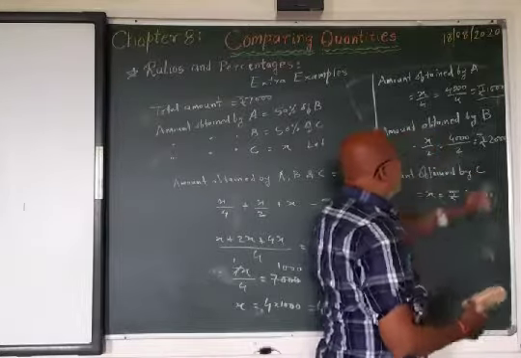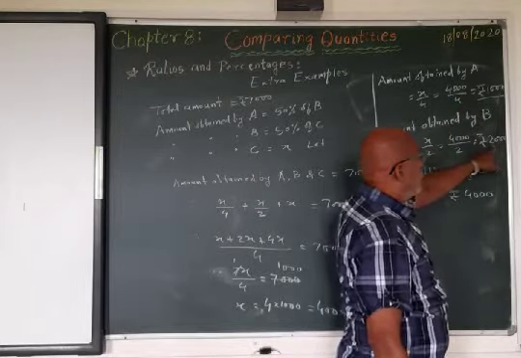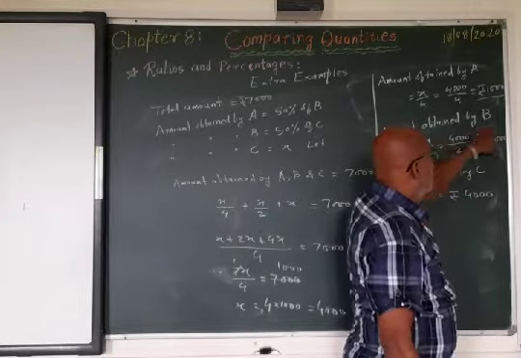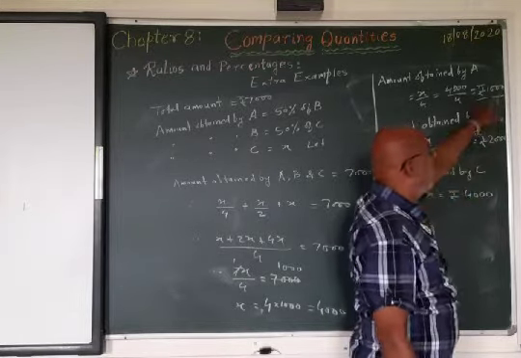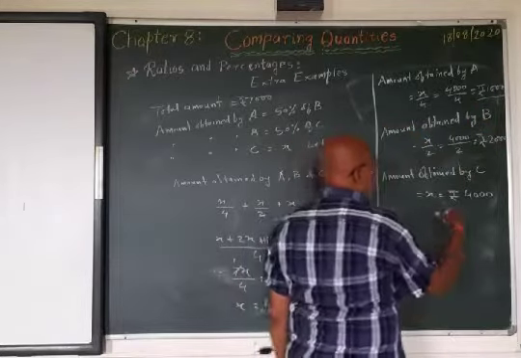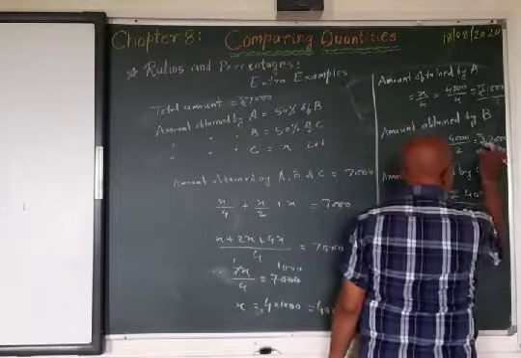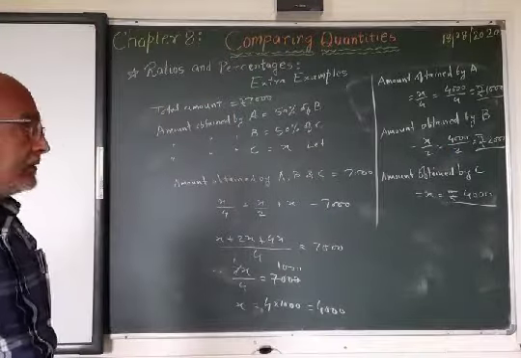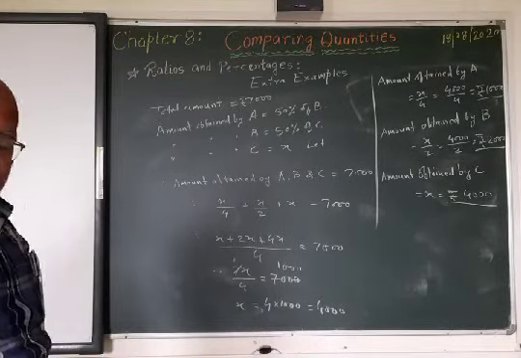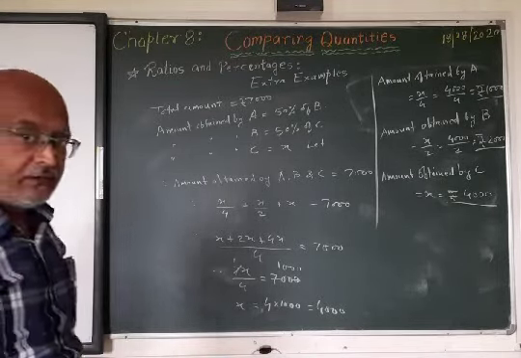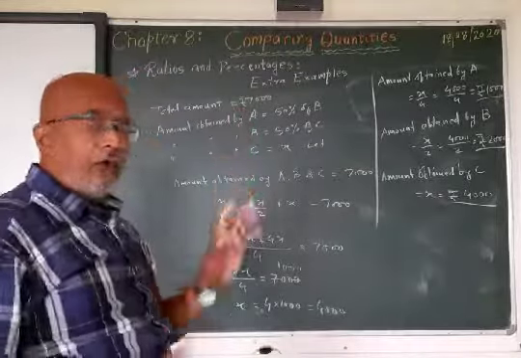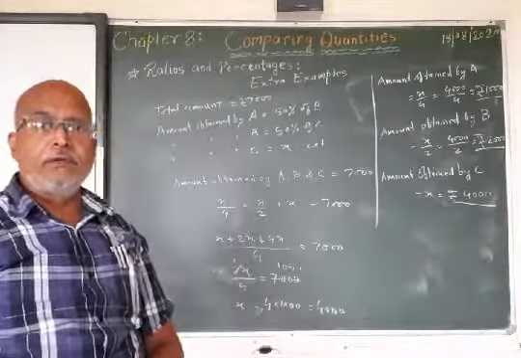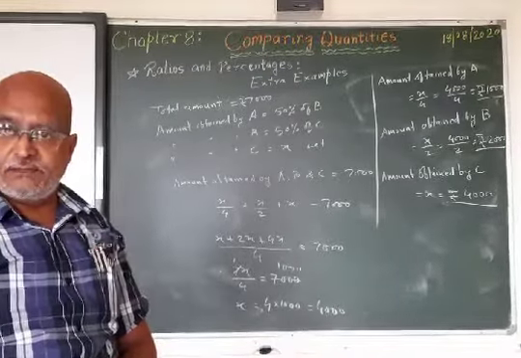So A got 1,000 rupees, B got 2,000 rupees and C got 4,000 rupees. The total is 7,000. 4 plus 2, 6 plus 1, 7,000. So 7,000 was distributed in this way. A was given 1,000 rupees, B was given 2,000 rupees and C was given 4,000 rupees. So this is the way how we can solve the numericals based on the ratio and percent.